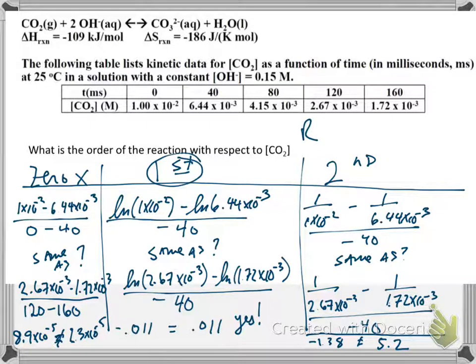So we have determined that the order of the reaction is first order, so the rate is k times the first order CO2, which is 0.011 times CO2 to the first power. That is the rate law.